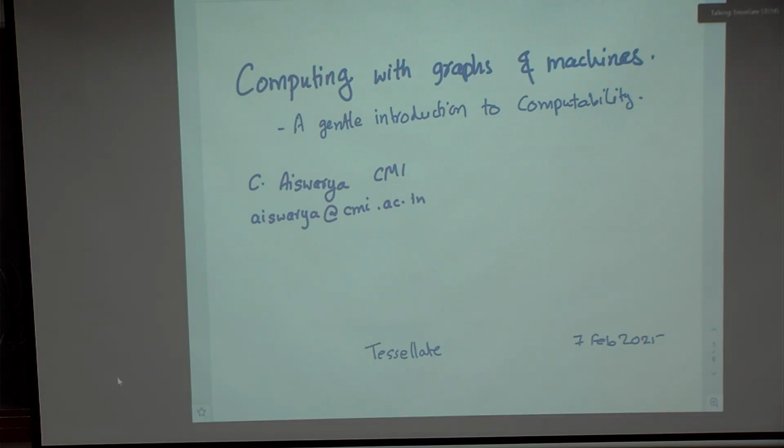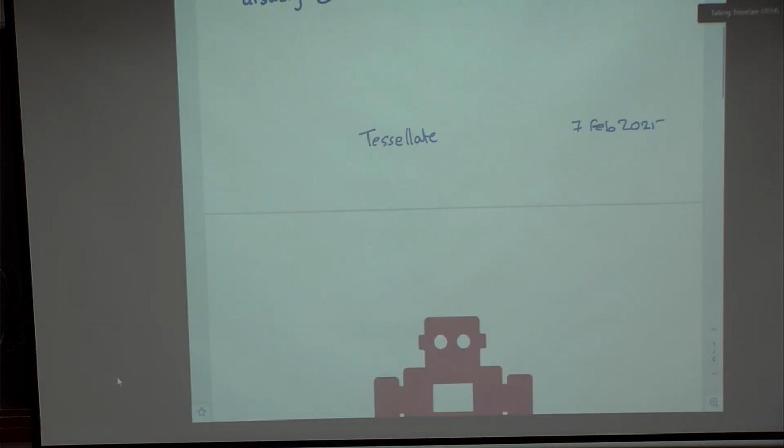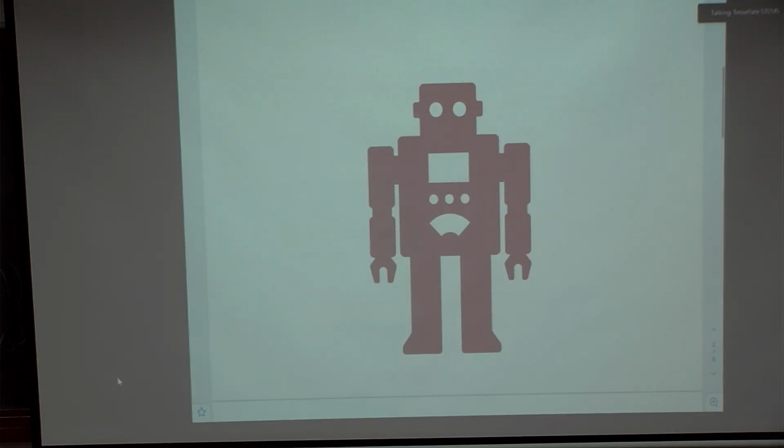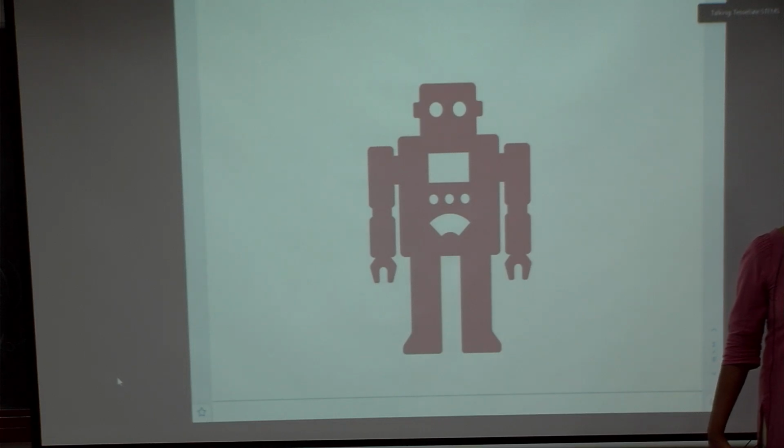So we will start with the machine. Okay, so this is the machine. If you want to visualize, there is some machine, and what this machine does is you can give it a number and this machine will give you back a number. You give it a number and the machine will take some time and it will give you back a number.